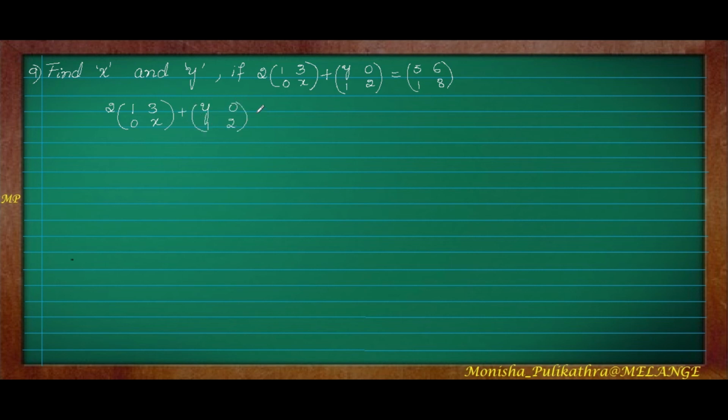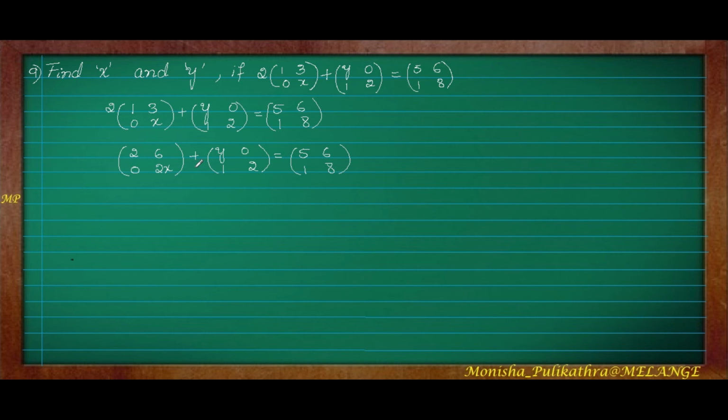So first we have to multiply each and every element by 2. So 2 into 1 is 2, 2 threes are 6, 2 into 0 is 0, 2 into x is 2x, plus y012 is equal to 5618.